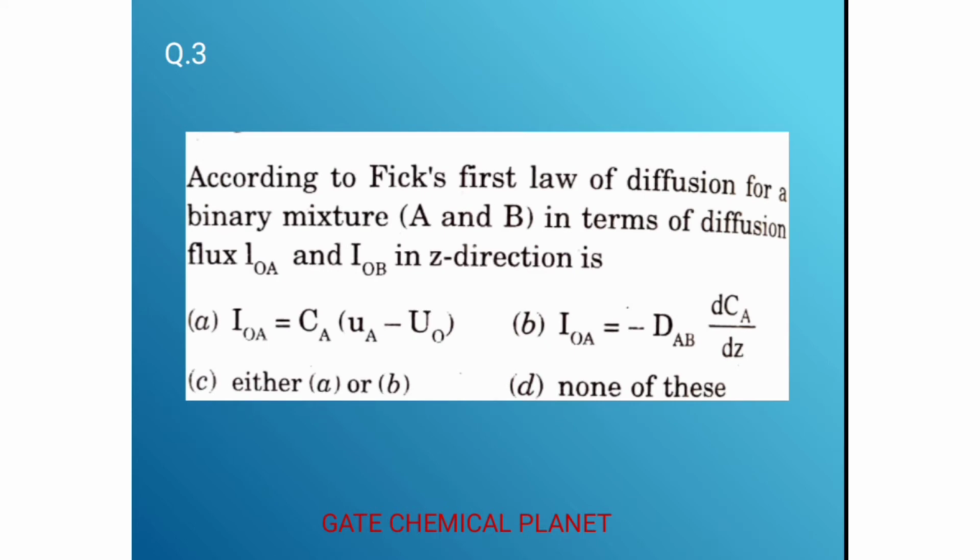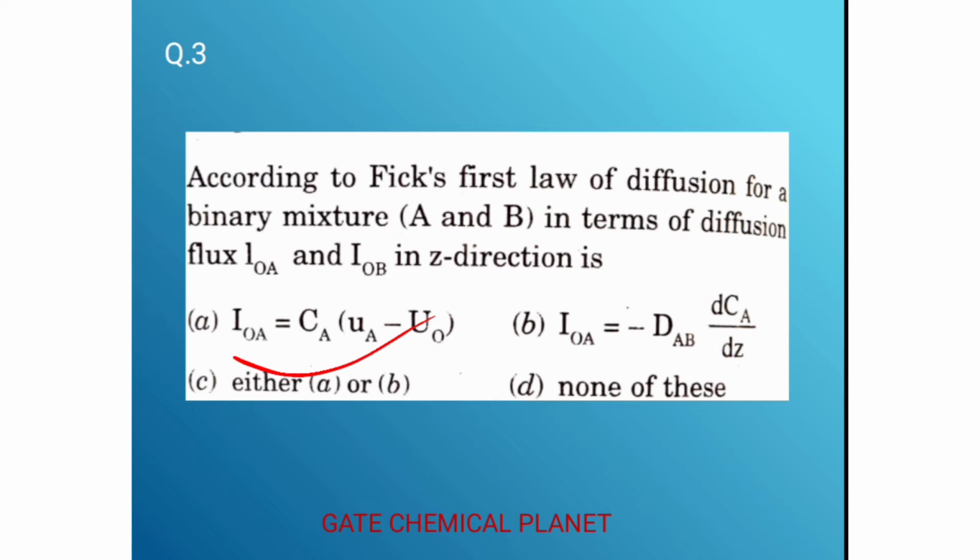According to Fick's first law of diffusion for a binary mixture, in terms of diffusion flux, IA and JA in the Z direction is... To answer this question properly, we have to have an idea about capital I and capital J. So capital IA, where A is the species A, is the molar flux of species A with respect to an observer moving with the mass average velocity U. This option is correct because the formula for I is Ci equals Ui minus U, where U is the mass average velocity. So this option is also correct.